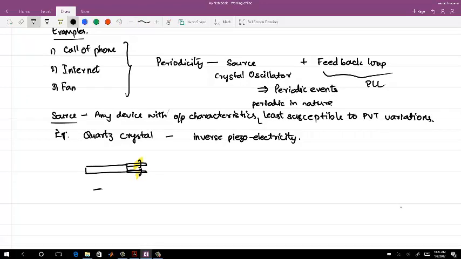So the electrical symbol for this crystal is this. So this is not a capacitor, okay? It's not like a capacitor with a dielectric. Don't say that you made a capacitor and you thought this is a crystal. This is a crystal. And a normal capacitor is this, okay?